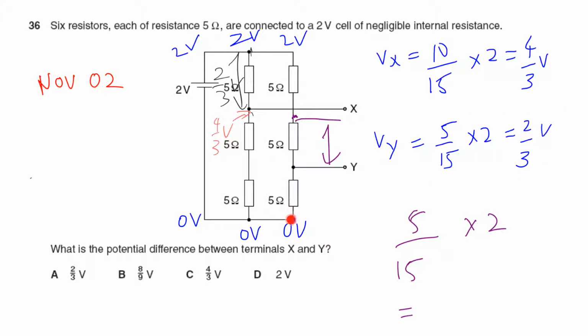So the difference here is 2 over 3 volts. That means if this is 0, this is 2 over 3 volts. So no need to do any additional subtraction. So this is 2 over 3 volts, so this is potential at y.